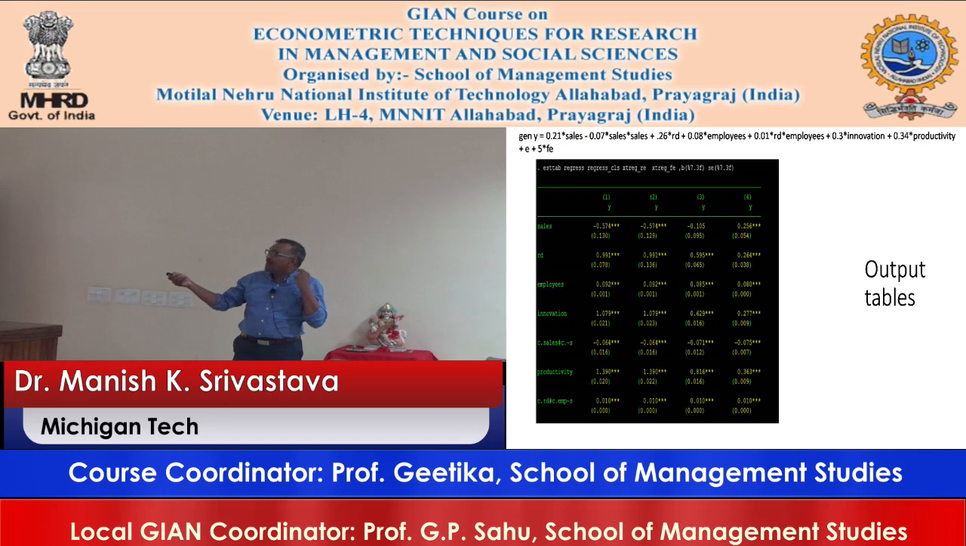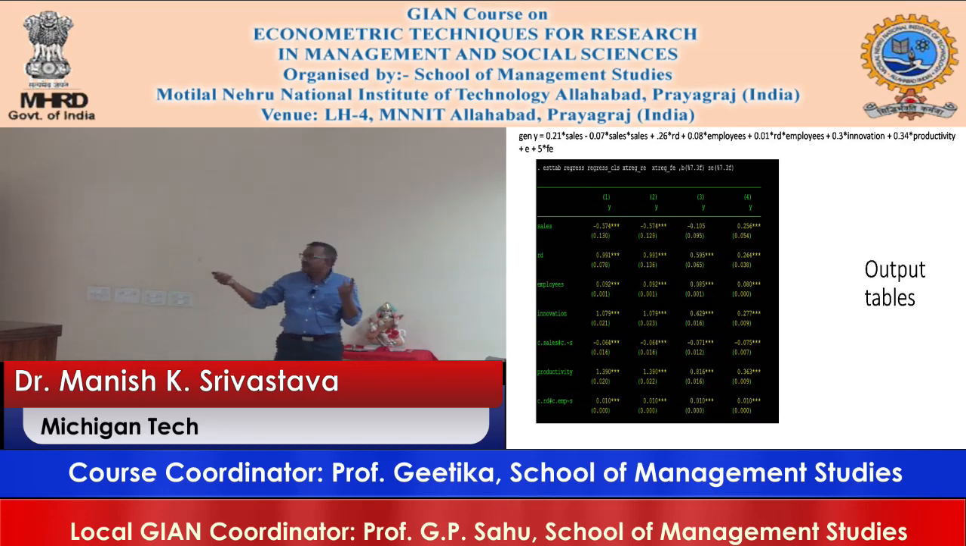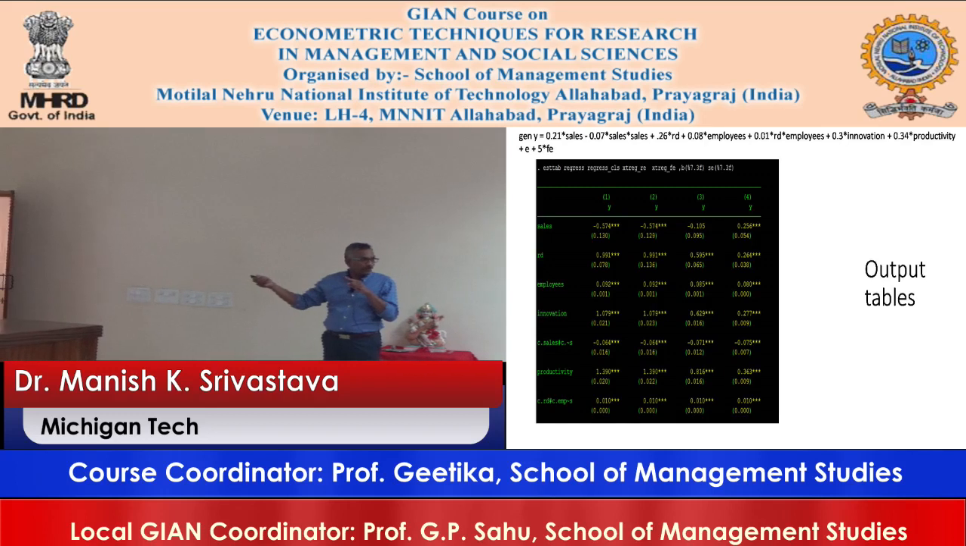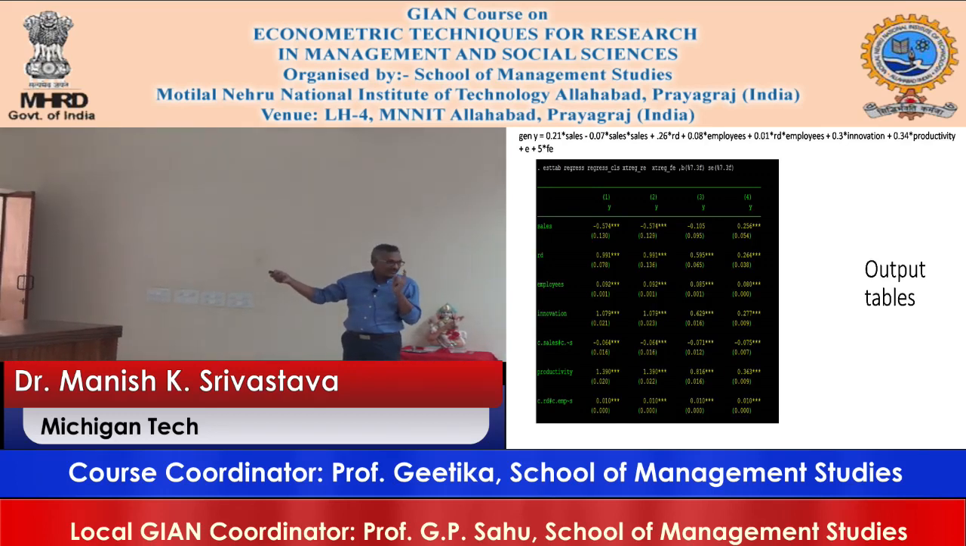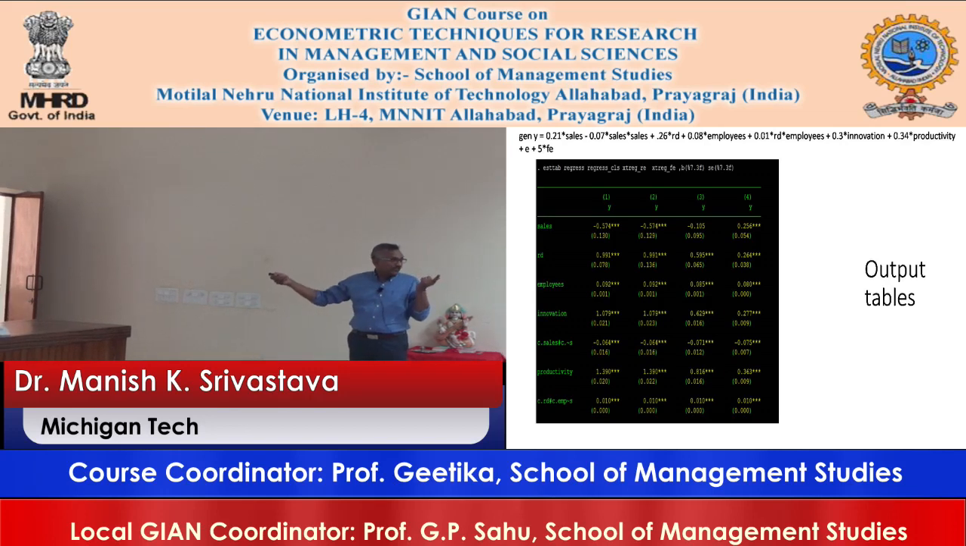It had a minus 0.07 coefficient with the square term of the sales, 0.26 with R&D, and 0.08 with employees. There was an interaction between R&D and employees, and that coefficient was 0.01. There was another variable, innovation, for which the relationship was 0.3, and productivity 0.34.